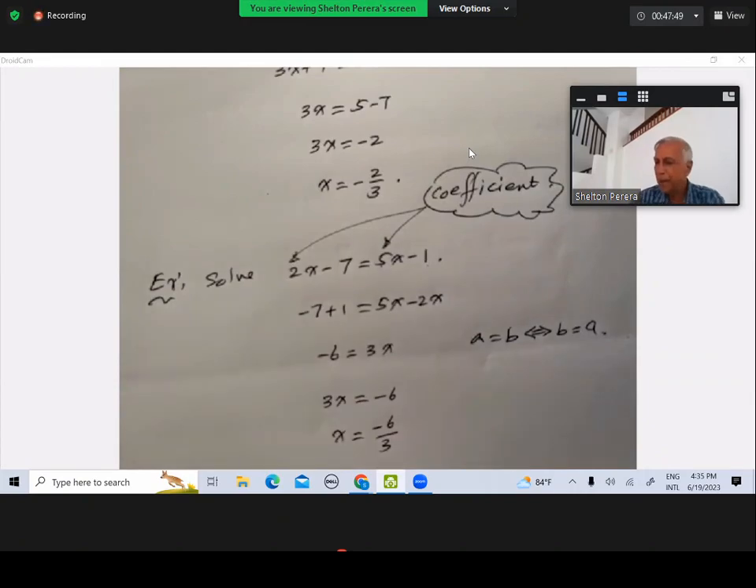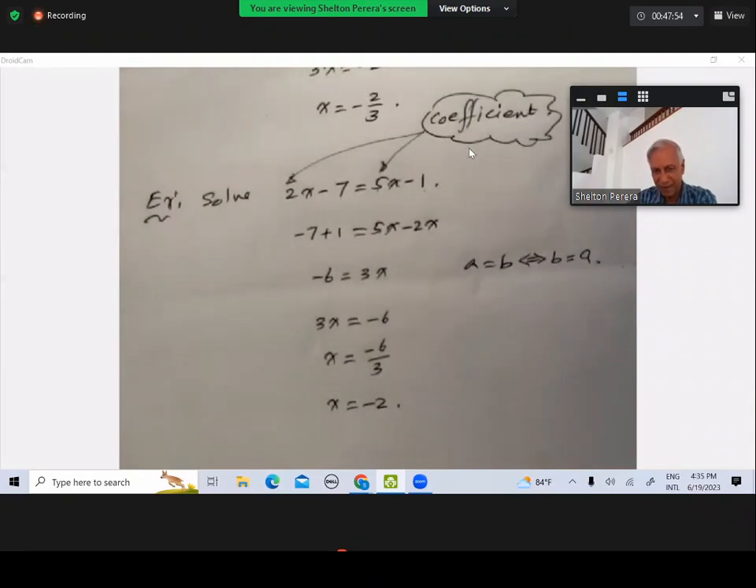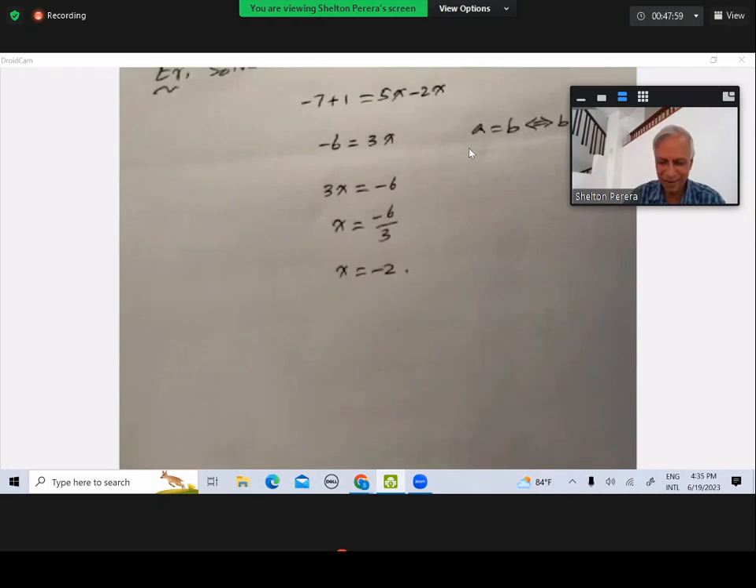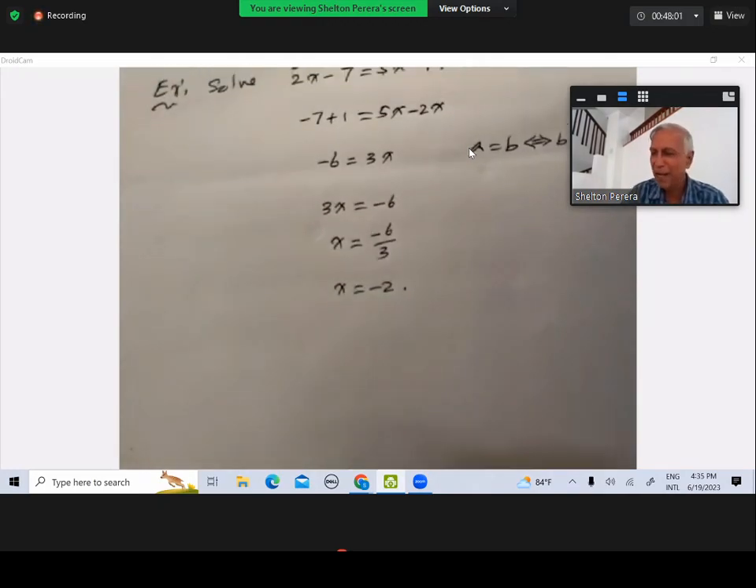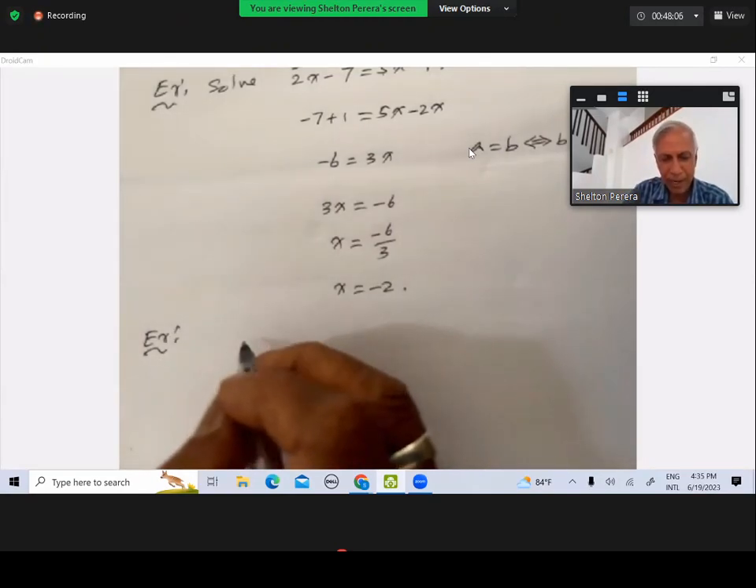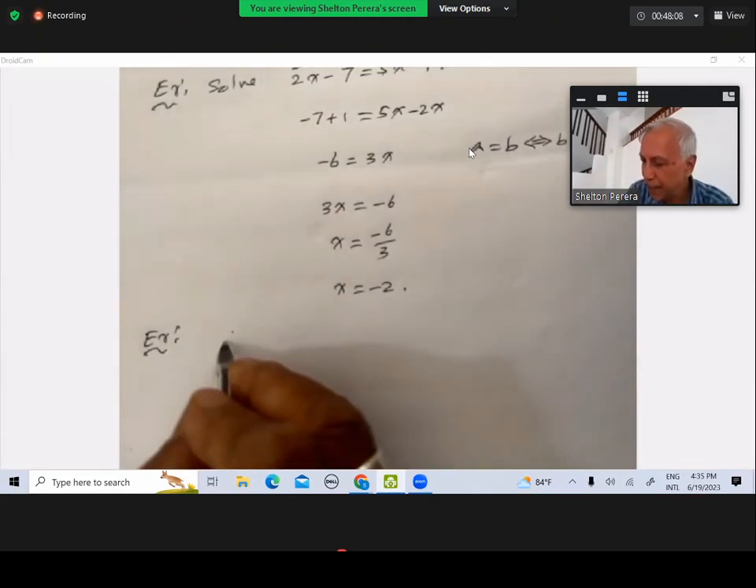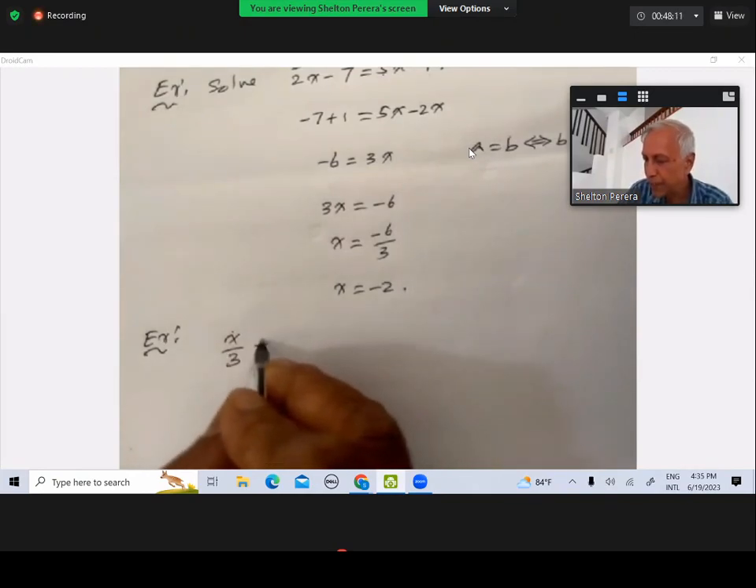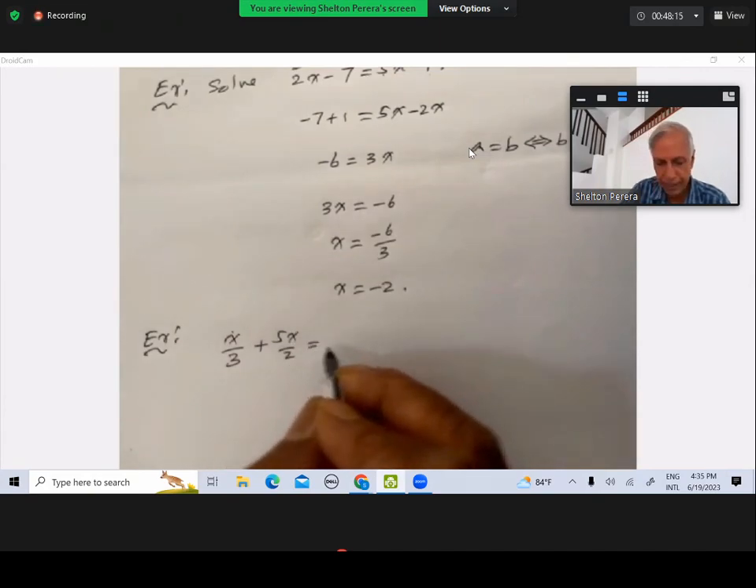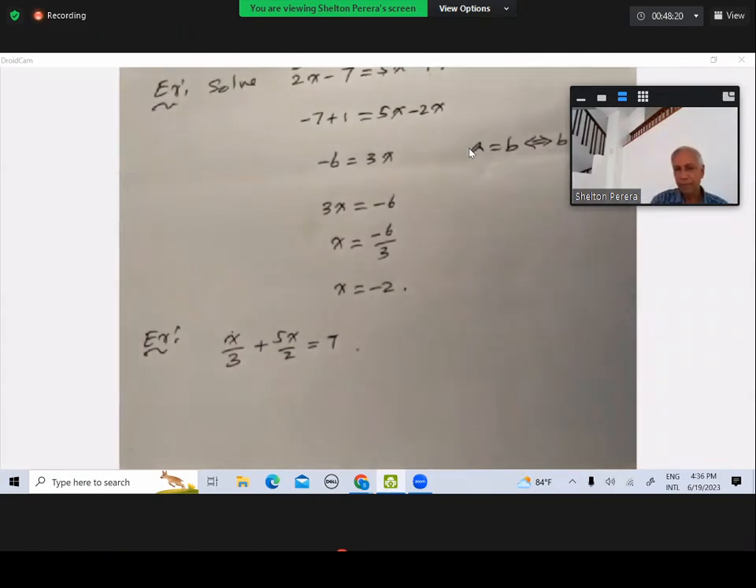Now, the things are really easy. Hope you understand everything at first sight itself. The next example for a linear equation is x over 3 plus 5x over 2 is equal to 7. How do you solve this equation?